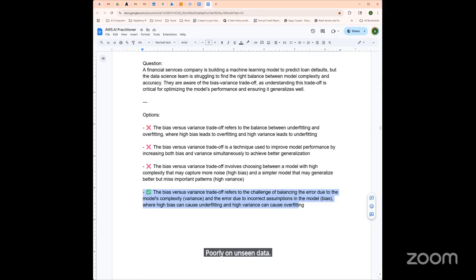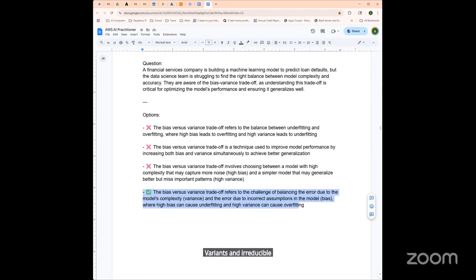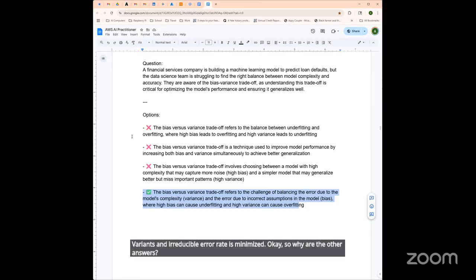This is overfitting. So the goal is to find that sweet spot where the total error, which is the bias and variance and an irreducible error rate, is minimized. Okay, so why are the other answers incorrect?